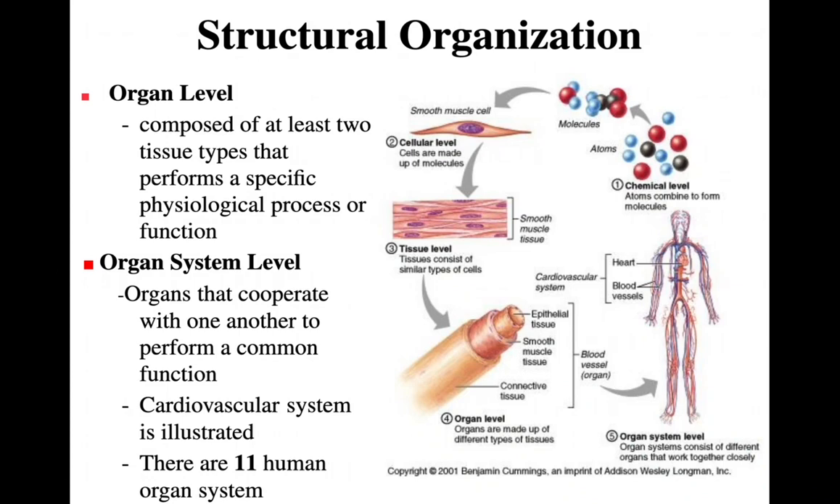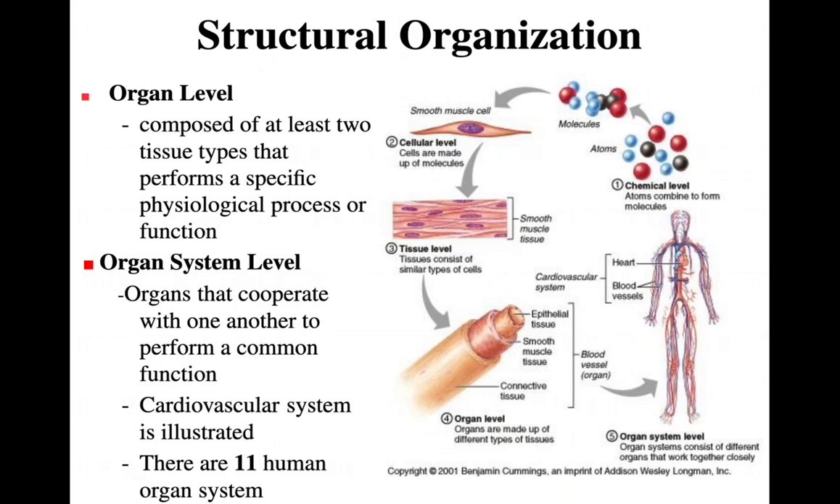So for example, if you look at your heart, it's going to have muscle tissue in there. It's going to be cardiac muscle. It's going to have epithelium that's going to make up the membranes, connective tissue holding it together, and nerve tissue in there that's going to tell it what to do. When we look at the organism level, you have all the organs cooperating with one another to perform a common function, which is keeping that organism alive. So here we're looking at parts of the cardiovascular system.